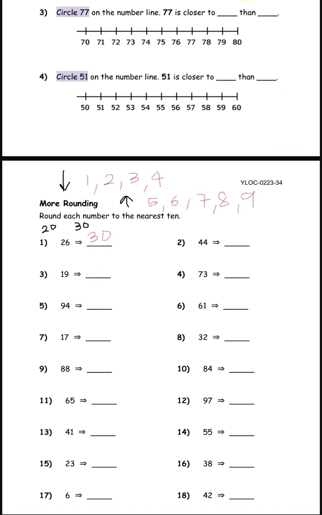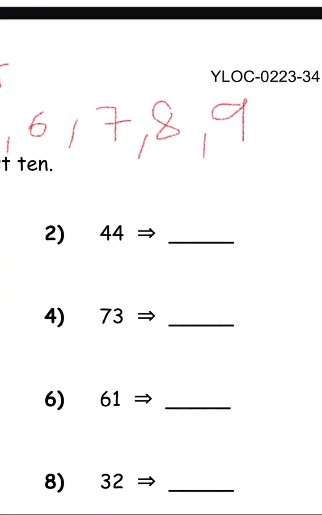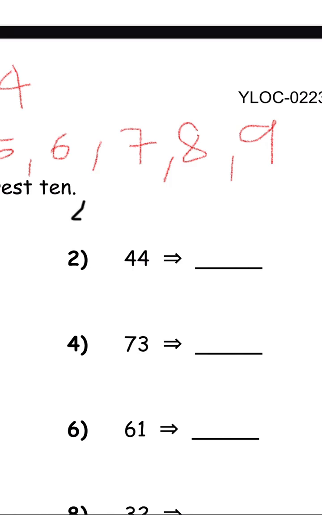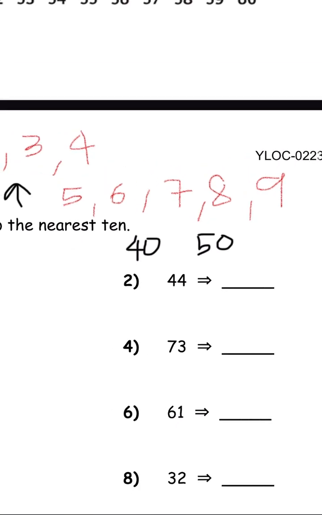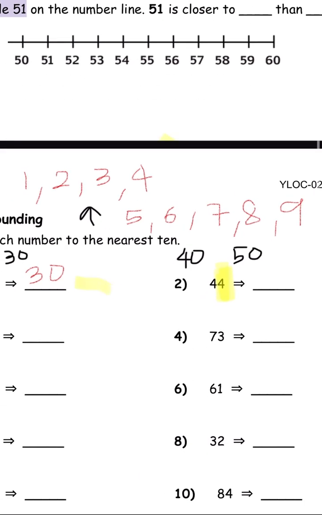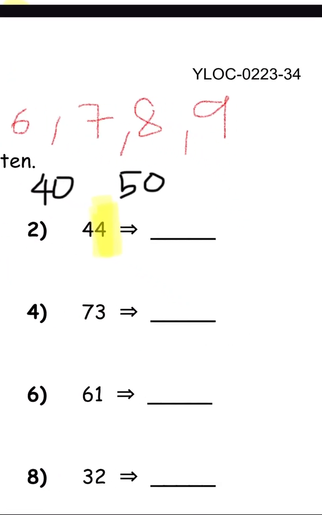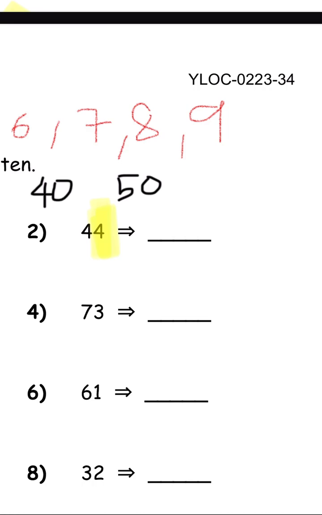Okay, for number 2, we have 44. And which two tens or which two numbers is 44 in between? That's 40 and 50, right? And now, since it ends with 4 over here, we have to look at the ones place. It ends with 4, and 4 is over here, which shows that we have to round down. So we're going to round down. So that would be this one, which is 40.